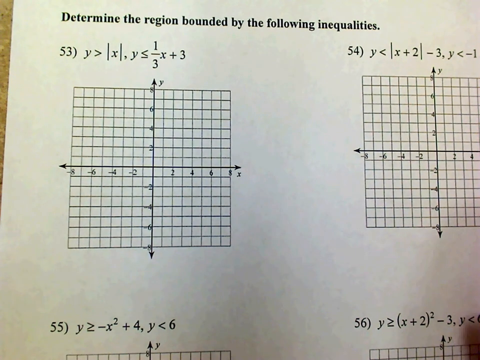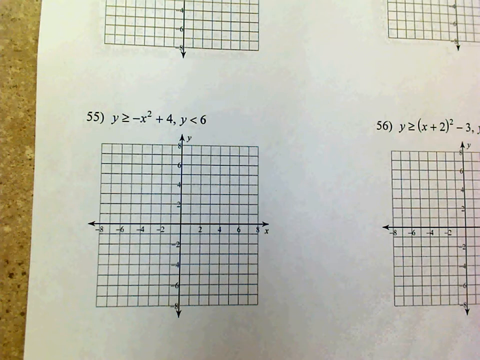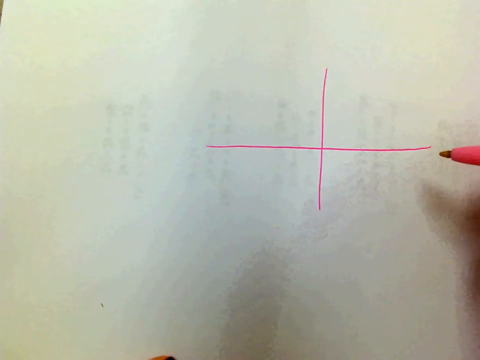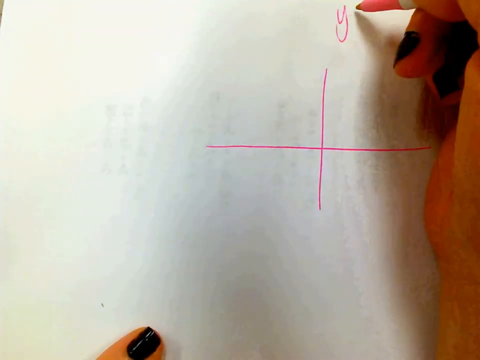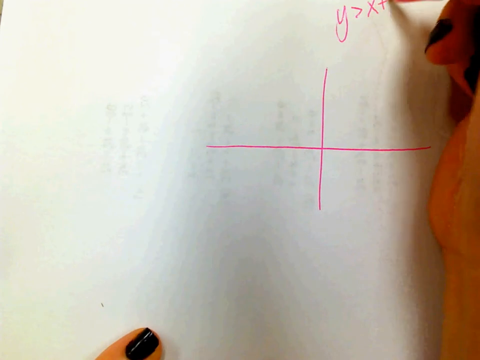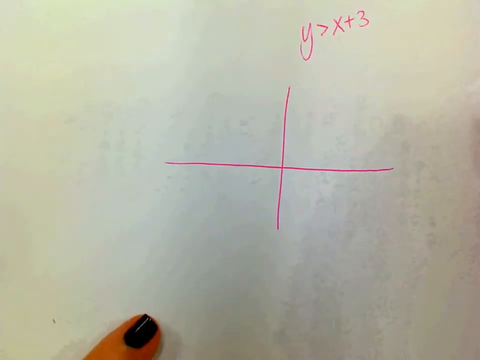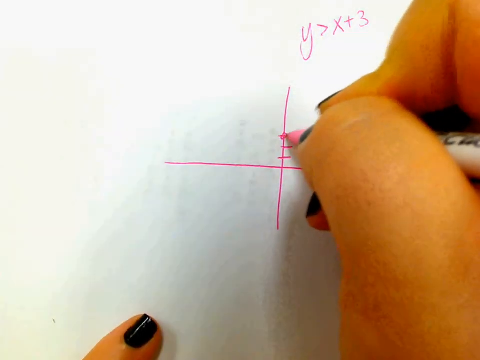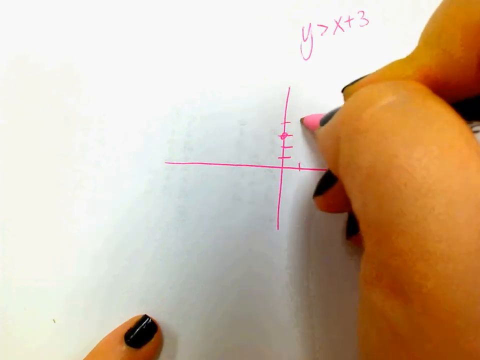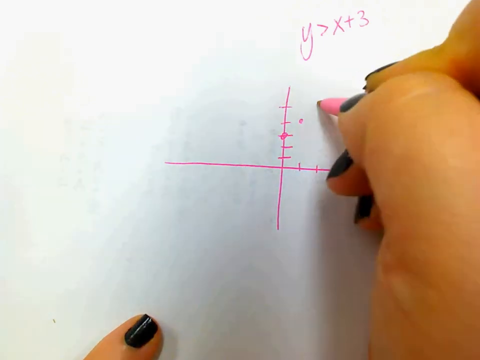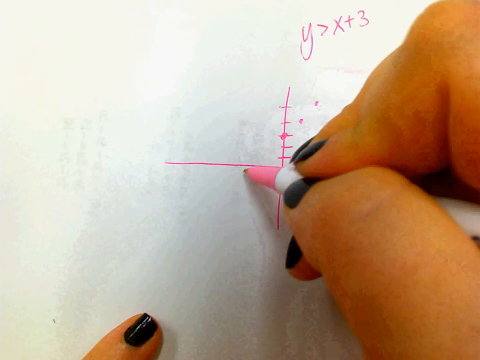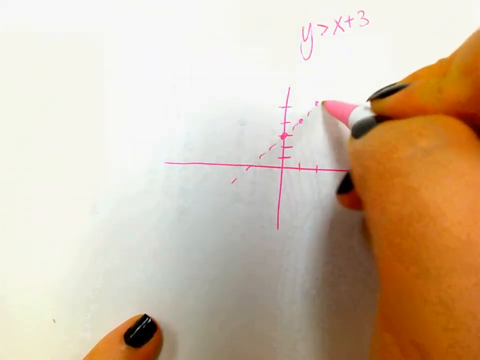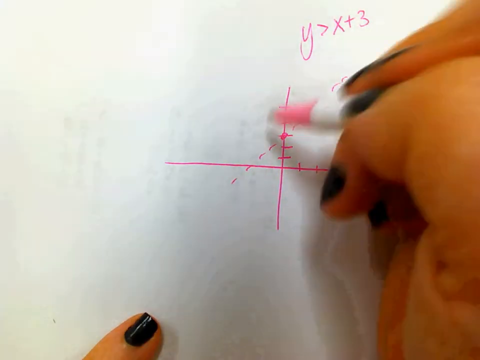If you're graphing y is greater than x plus 3, that's a y-intercept of 3 and a slope of 1, so up 1 over 1, up 1 over 1. But it says greater than, so instead of a solid line you would do a dotted line, because you're not including the line. And it says greater than, so you would shade above it. If it had said greater than or equal to, then you would have done a solid line. And if it had said less than, then you would shade below. Okay?